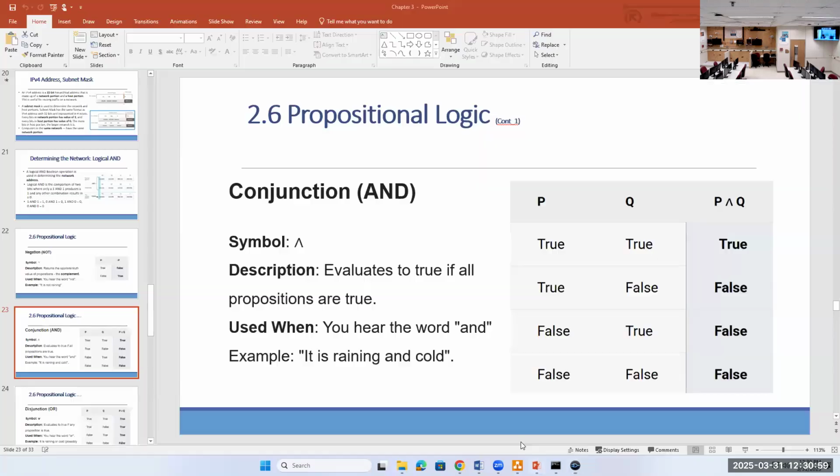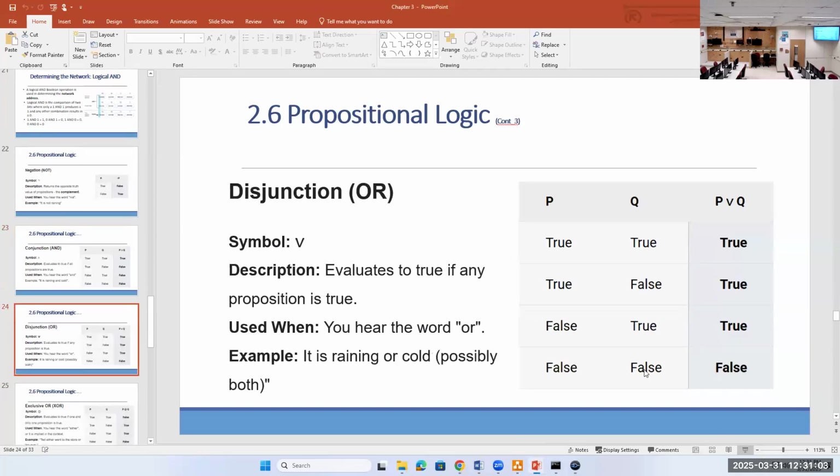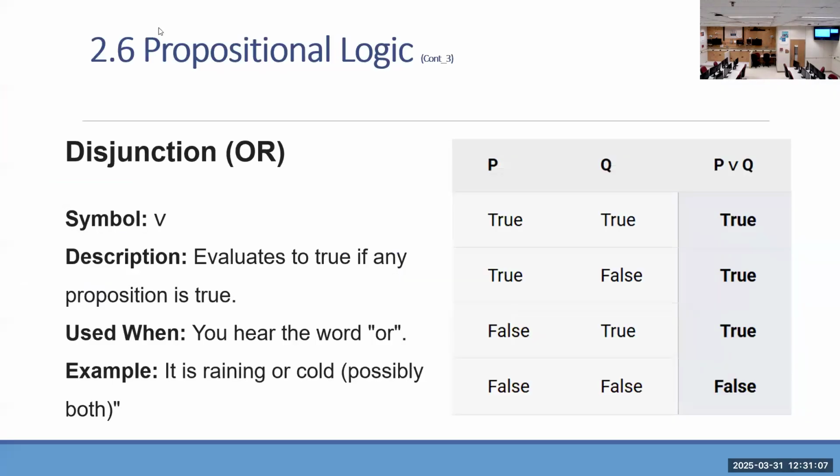Okay, now I want to do it as the one here. It's OR logic. So what is the OR logic? When you hear the word OR, it evaluates to true if any input is true. So whatever it is, if you have at least one input that is true, for sure the output is true, right?